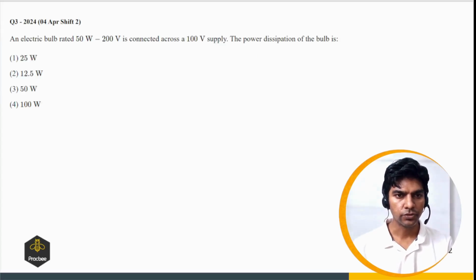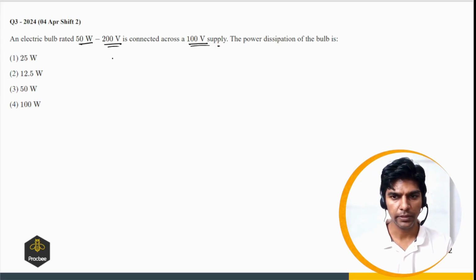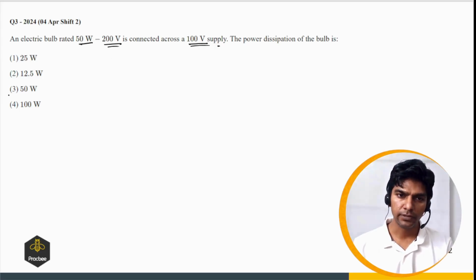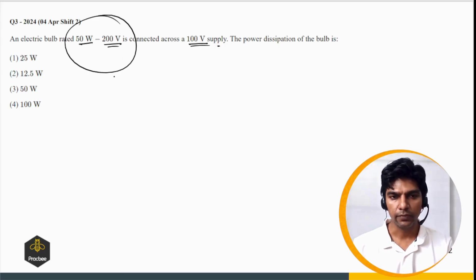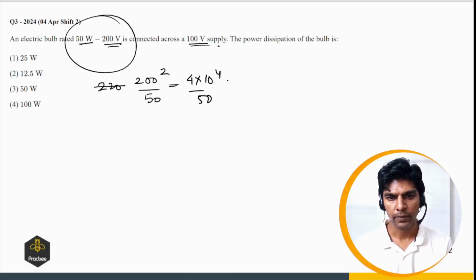Now that is the next question. An electric bulb rated 50 watt 200 volt is connected across a 100 volt supply. The power dissipation of the bulb is, so we have to find the power dissipation. So from this data we can find the resistance. So that will be 200 square upon 50. So it will be 4 into 10 raised to power 4 divided by 50. So it will be 0.8 into 10 raised to power 3. So it will be 800 ohms.